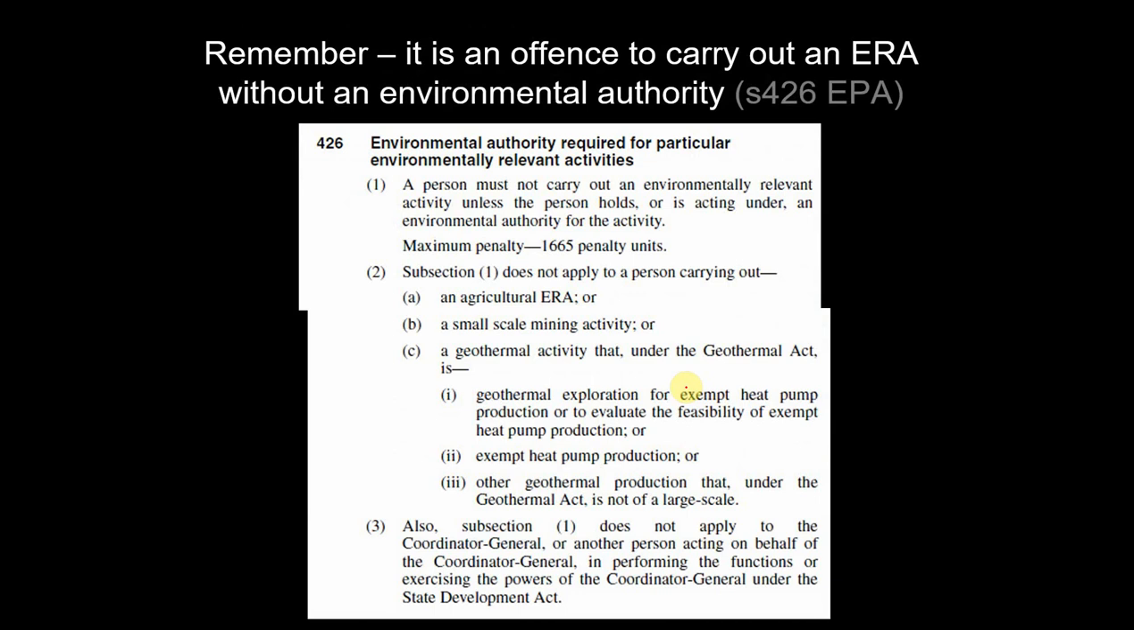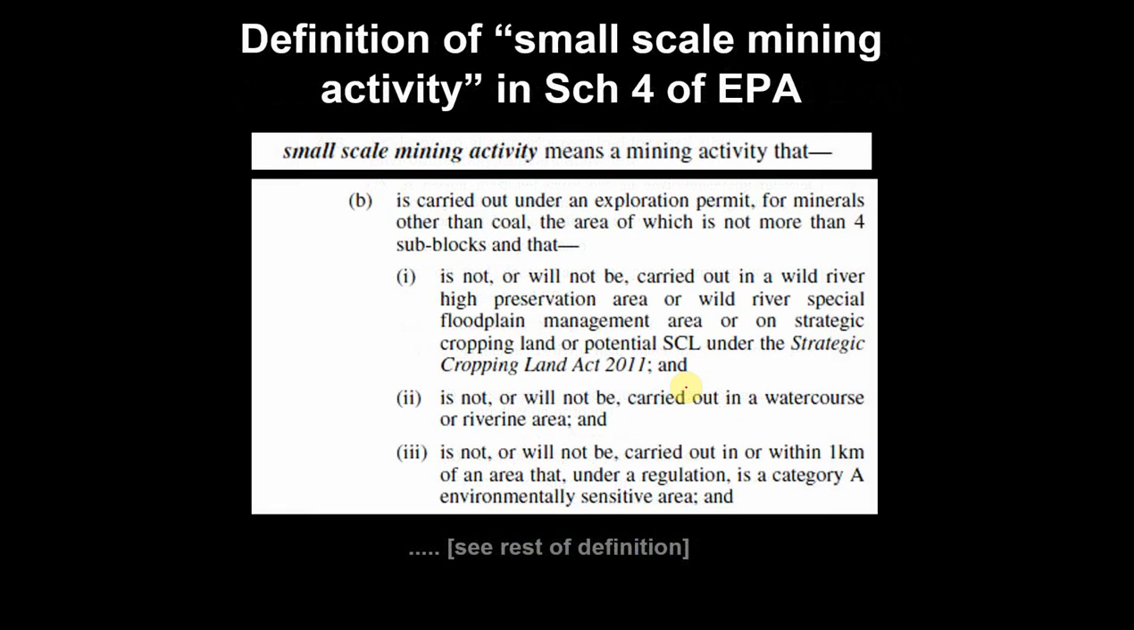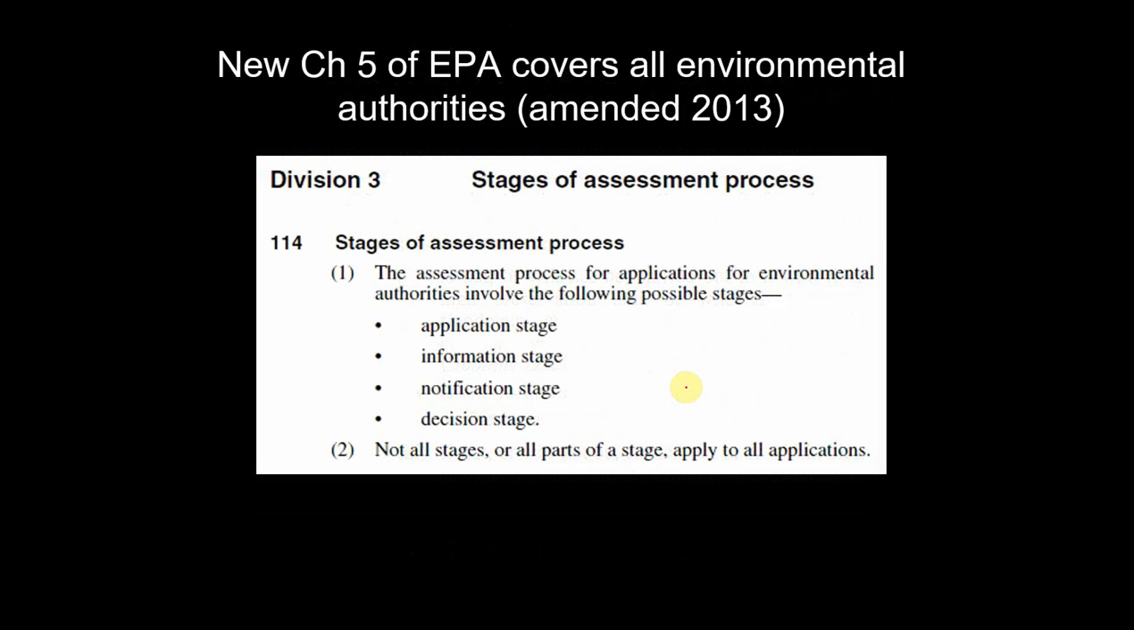So Section 426 doesn't apply to a small-scale activity. We're not doing an agricultural ERA. So Stage 3 of New Acland basically is caught by this provision. We're not small scale, and therefore we have to undergo the assessment process in Chapter 5 of the Environmental Protection Act, and there are four stages to it: application, information, notification, and decision stage. So very similar to the DA system under the Planning Act.